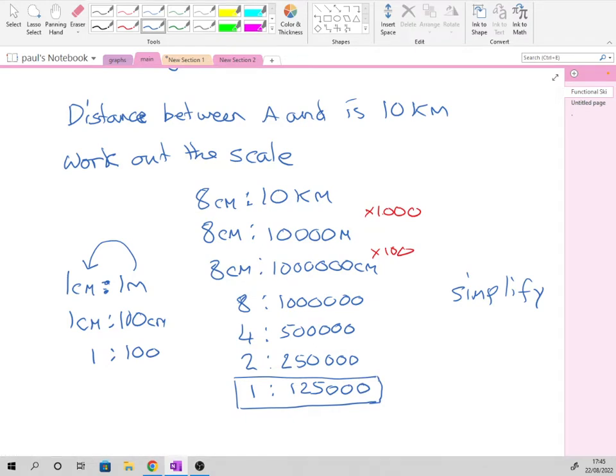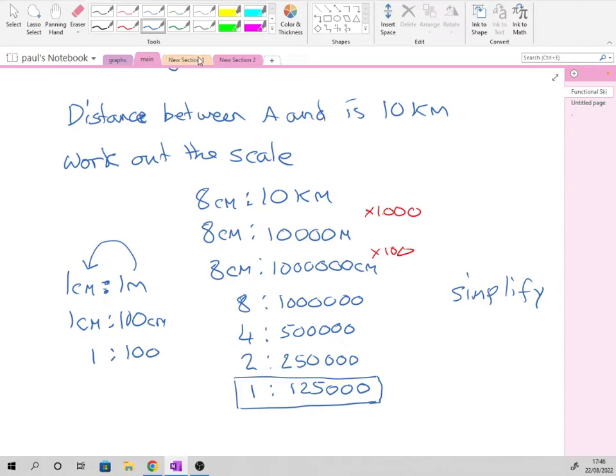This is quite a common question that you'll get. Maybe the left hand side would be 1 to start off with, but you're going to get this: simplify the scale. Measure something, work out the scale, and then simplify at the end, so that you lose the units. What this means is that for every 1, it could be 1 centimeter, 1 inch, 1 stride, 1 yard, 1 meter, the real distance between the towns is 125,000 times bigger.